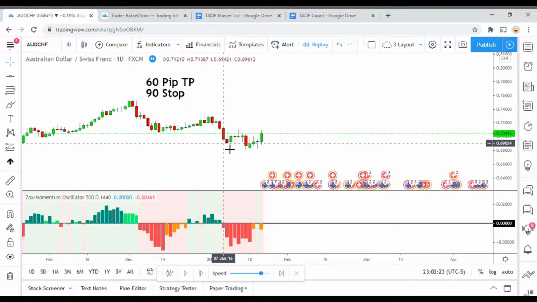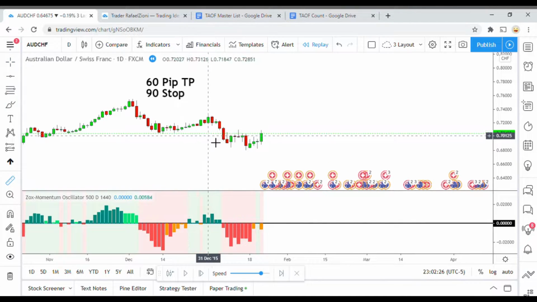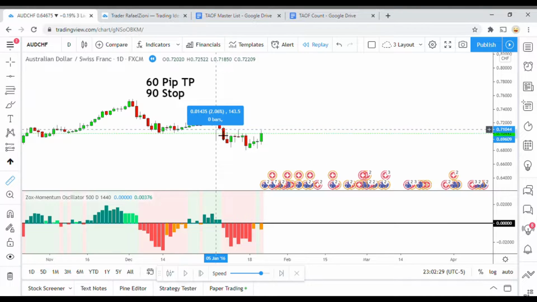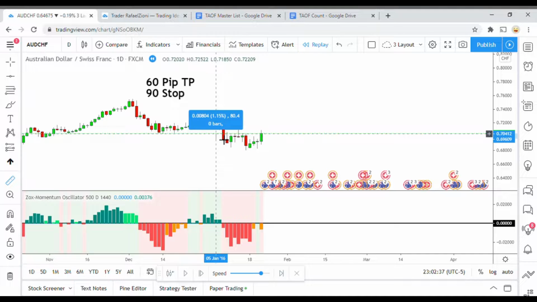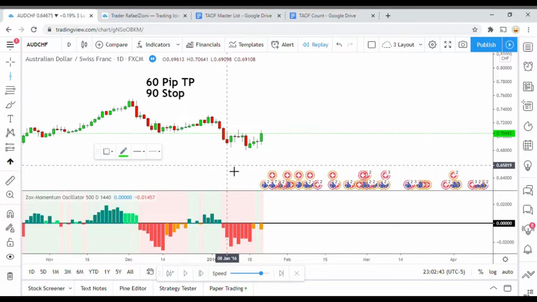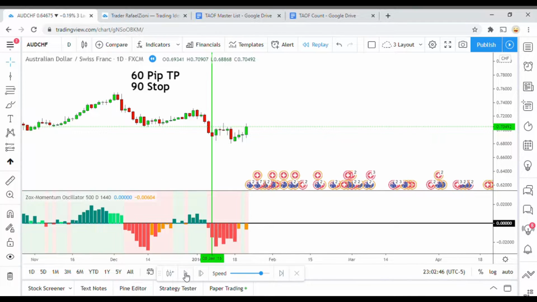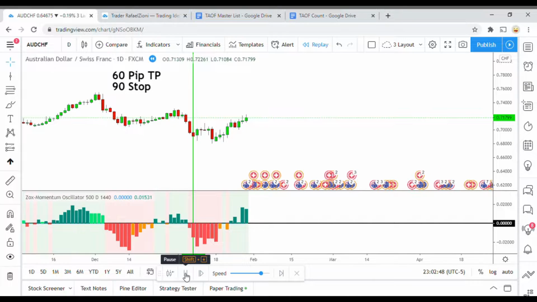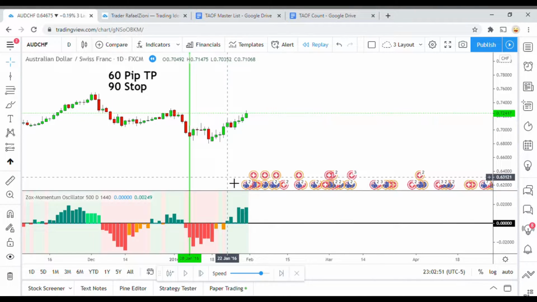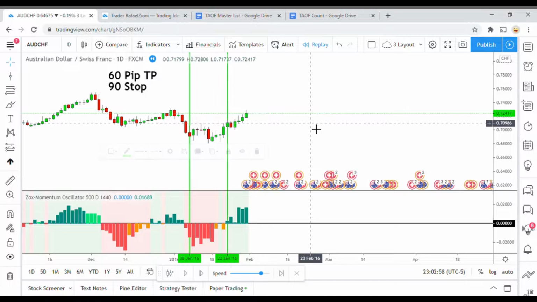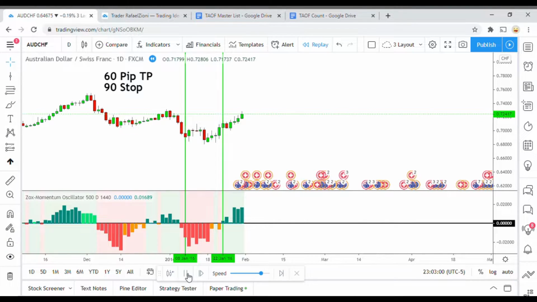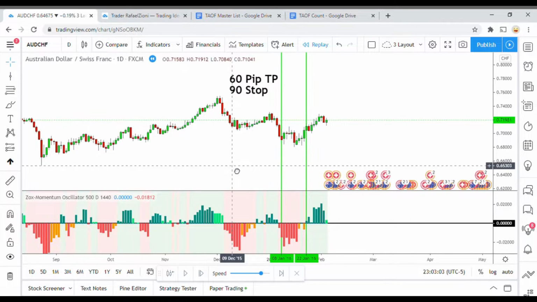So there is our first signal right here. It is a short signal. Let's see here. So that one's good. All right. That is our first signal, and it is a winning signal. Then we pick up another signal right here. That is a long signal. That one seemed like it worked out pretty well.